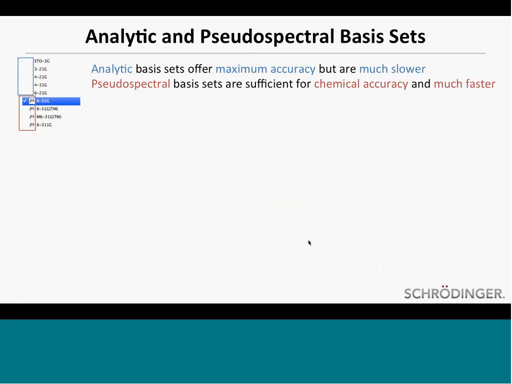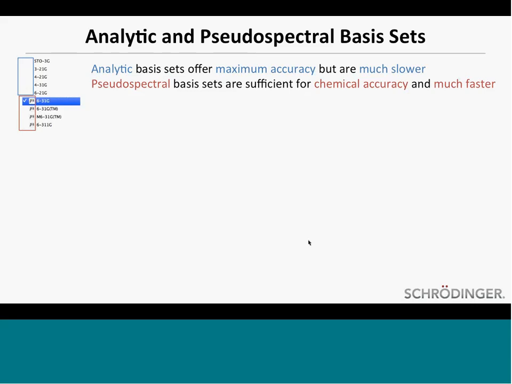Now, when you open up the Jaguar graphical user interface and you go to select your basis set, you may notice these little PS icons next to the various basis sets that are listed. And what this is, is pseudospectral. So pseudospectral is just a way to numerically approximate the two electron integrals. Now, why would you want to do that? It's simple, it speeds up the calculation.